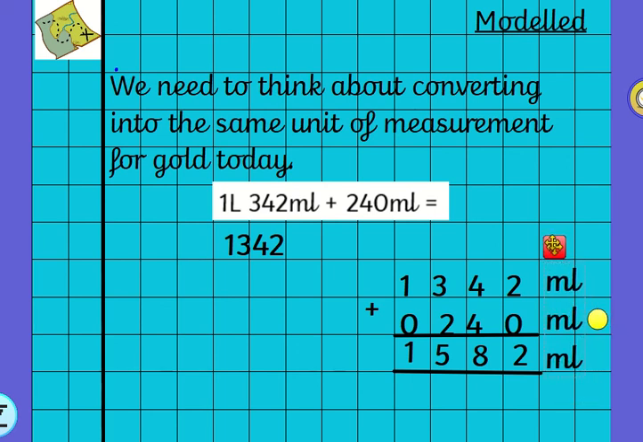However, if you are doing gold, you then need to think about converting it back. So if we converted it back, it would then become 1 litre, 582 millilitres, because we have then looked at that. Can you see how it's the same numbers, but we've just converted it back?